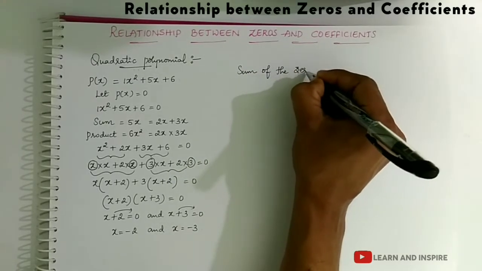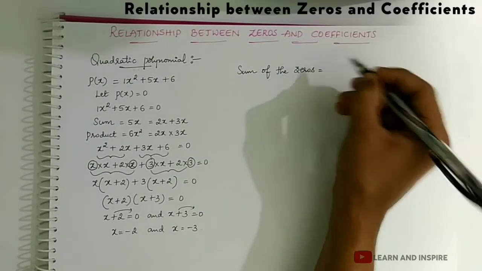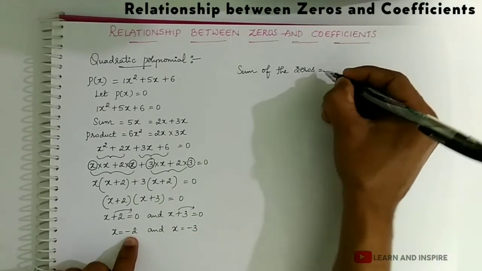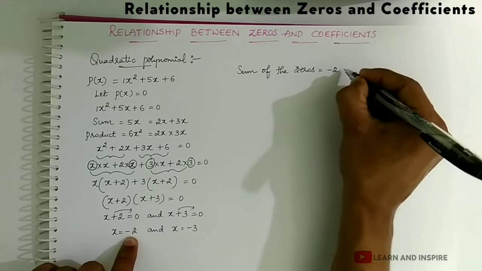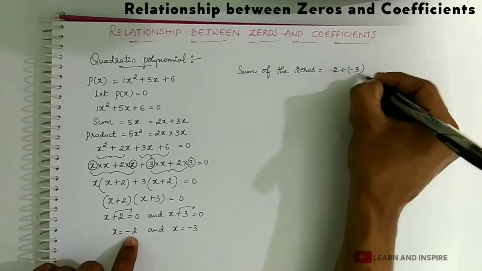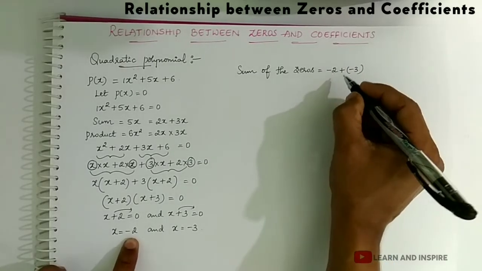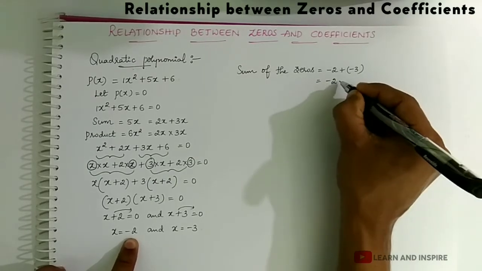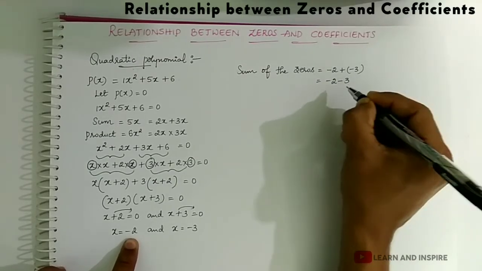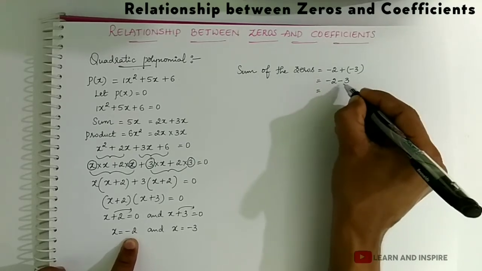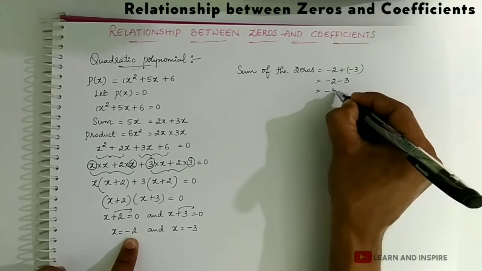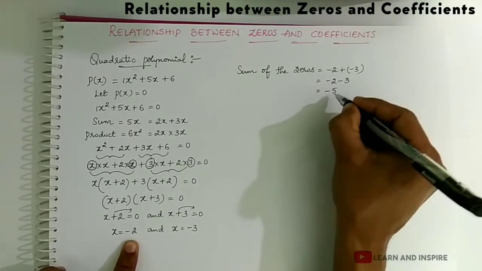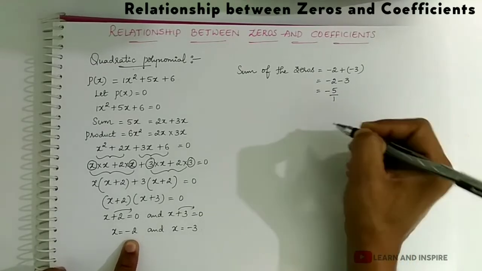Sum of the zeros is nothing but addition. So I add these two numbers, that is minus 2 plus minus 3. So I am adding these two zeros, then we get minus 2 plus minus 3 equals minus 2 minus 3, which is minus 5. This minus 5 can be written as minus 5 by 1.